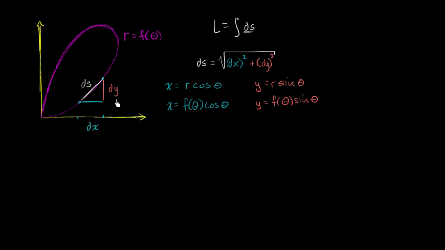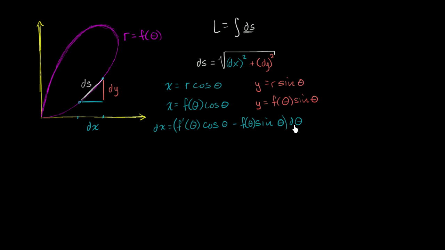So now what's dx? We're just going to apply the product rule here. It's going to be f prime of theta, derivative of the first expression, times the second one, times cosine of theta, plus the derivative of the second one. Well, the derivative of cosine of theta is negative sine of theta. So we'll say minus sine theta times the first expression, so f of theta. That was just the product rule. That's our dx. And then, of course, d theta.